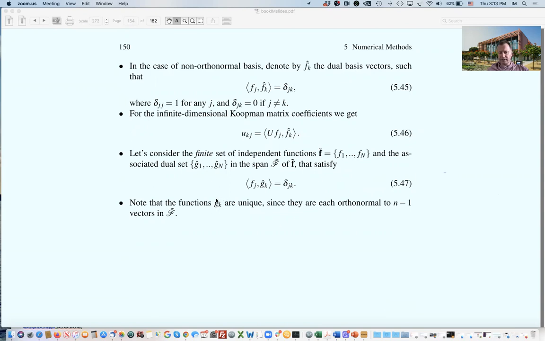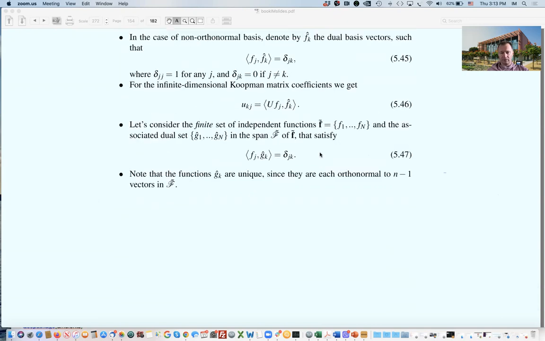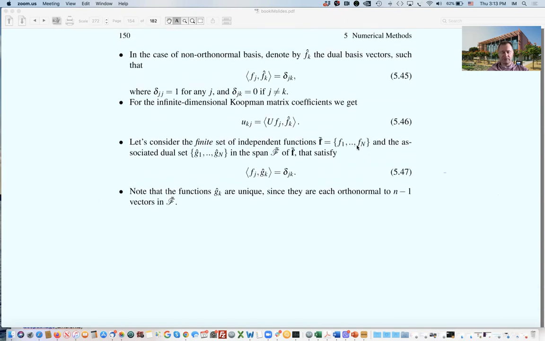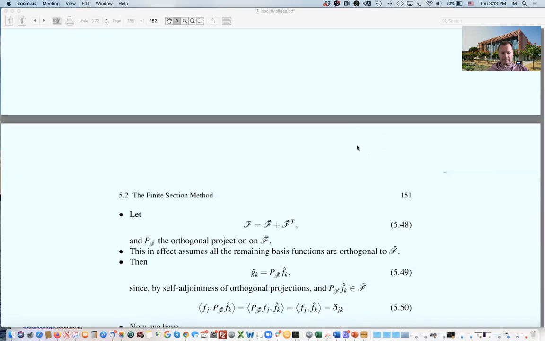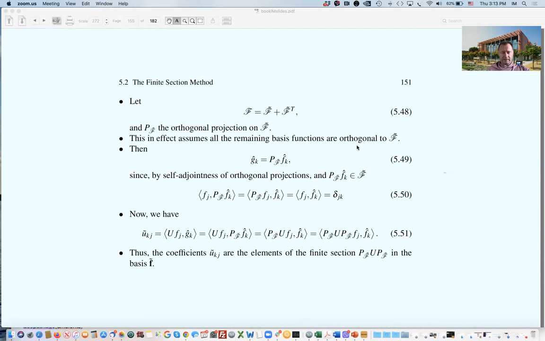And these functions g_k hat, by construction, are unique because they're each orthonormal to n-1 vectors, and F tilde, this finite space that we are constructing our finite section on. So you can think of these as library functions again. All right, so we'll split the space F, that's our big observable space, into F tilde and F tilde perp.